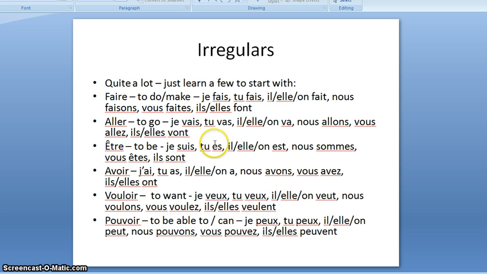Remember in the same order: I am, you are, he, she, it is, we are, you plural are, and they are. Avoir, j'ai, tu as, il, elle, on a, nous avons, vous avez, ils, elles ont. Vouloir, to want: je veux, tu veux, il, elle, on veut, nous voulons, vous voulez, ils, elles veulent. Remember again, don't pronounce that t on the end. And then pouvoir, which is similar to vouloir, which is to be able to or can: je peux, I can, tu peux, il, elle, on peut, nous pouvons, vous pouvez, ils, elles peuvent. Again, don't need to pronounce a t at the end. Okay. Rewind it back, have another look if you're not sure.